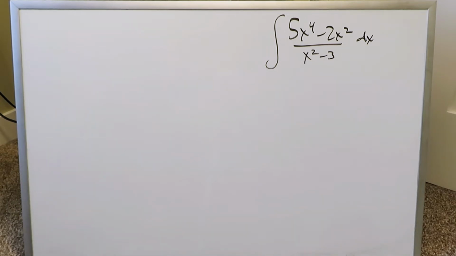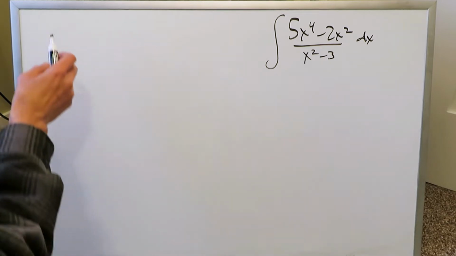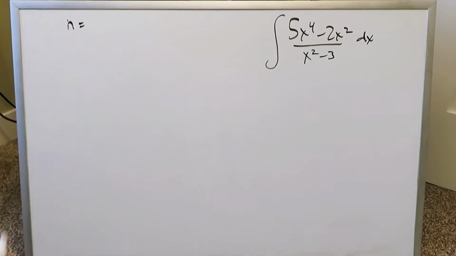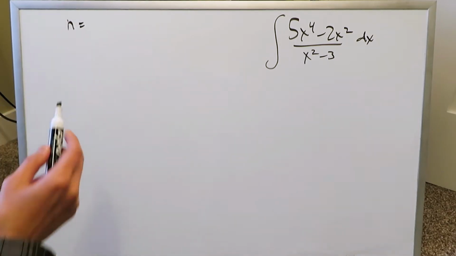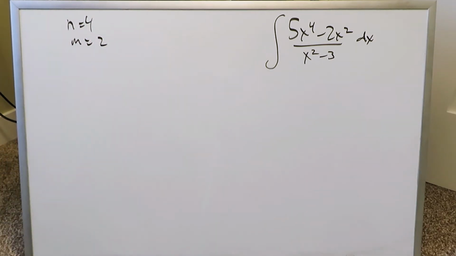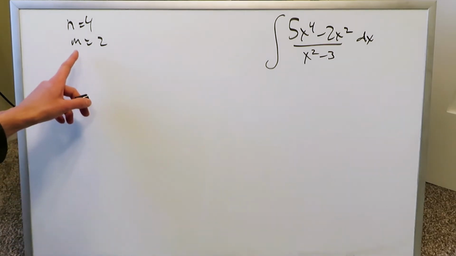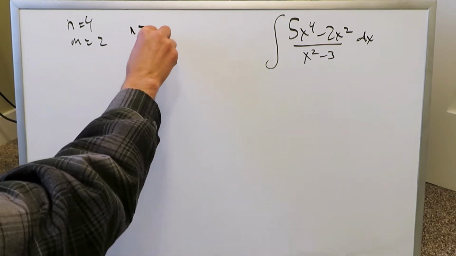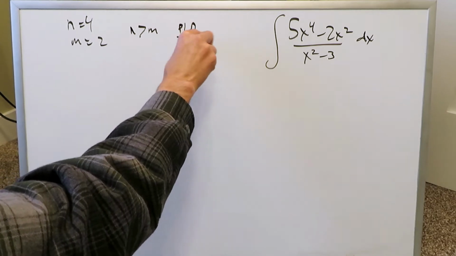We have that rational function there, 5x to the power of 4 minus 2x squared divided by x squared minus 3. It's a rational function with the highest exponent in the numerator being 4. In the denominator we have a 2. You see you have 5x to the 4, and in the denominator 2. N is larger than m, so you can ideally use polynomial long division.